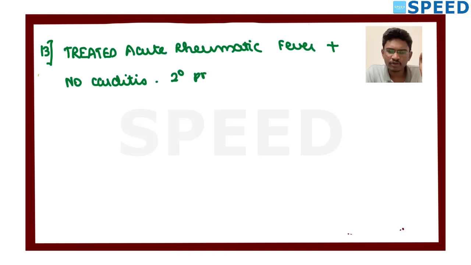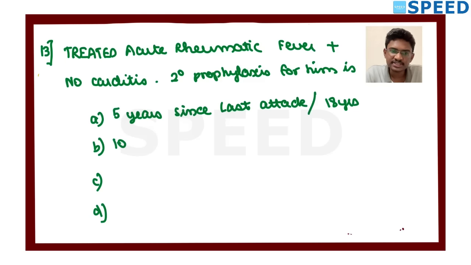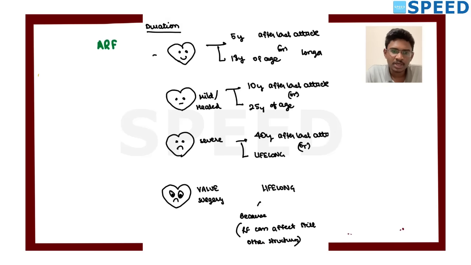Next, a patient of acute rheumatic fever, and the patient doesn't have any evidence of carditis. What is the secondary prophylaxis you can give for this patient? A, 5 years since the last attack or up to 18 years of age; B, 10 years since the last attack or till 25 years of age; C, lifelong. So here they are asking about secondary prophylaxis.